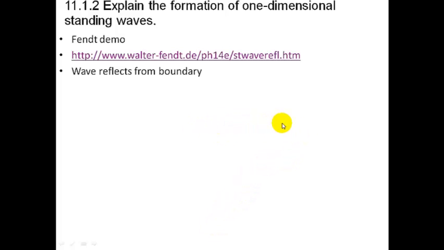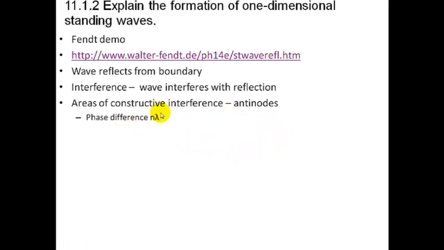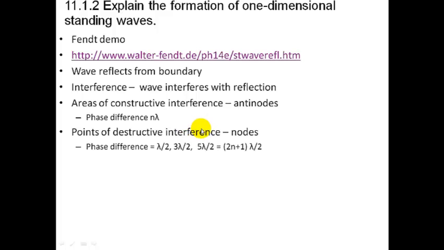Okay, so waves are reflected at a boundary. The wave interferes with its reflection, and that's the pattern that you get. When you have constructive interference, you have the antinodes, when we have an integer number of wavelengths path difference. Points of destructive interference are where you get half wavelength path difference: lambda over 2, 3 lambda over 2, 5 lambda over 2, which is 1 half, 3 halves, 5 halves wavelength.